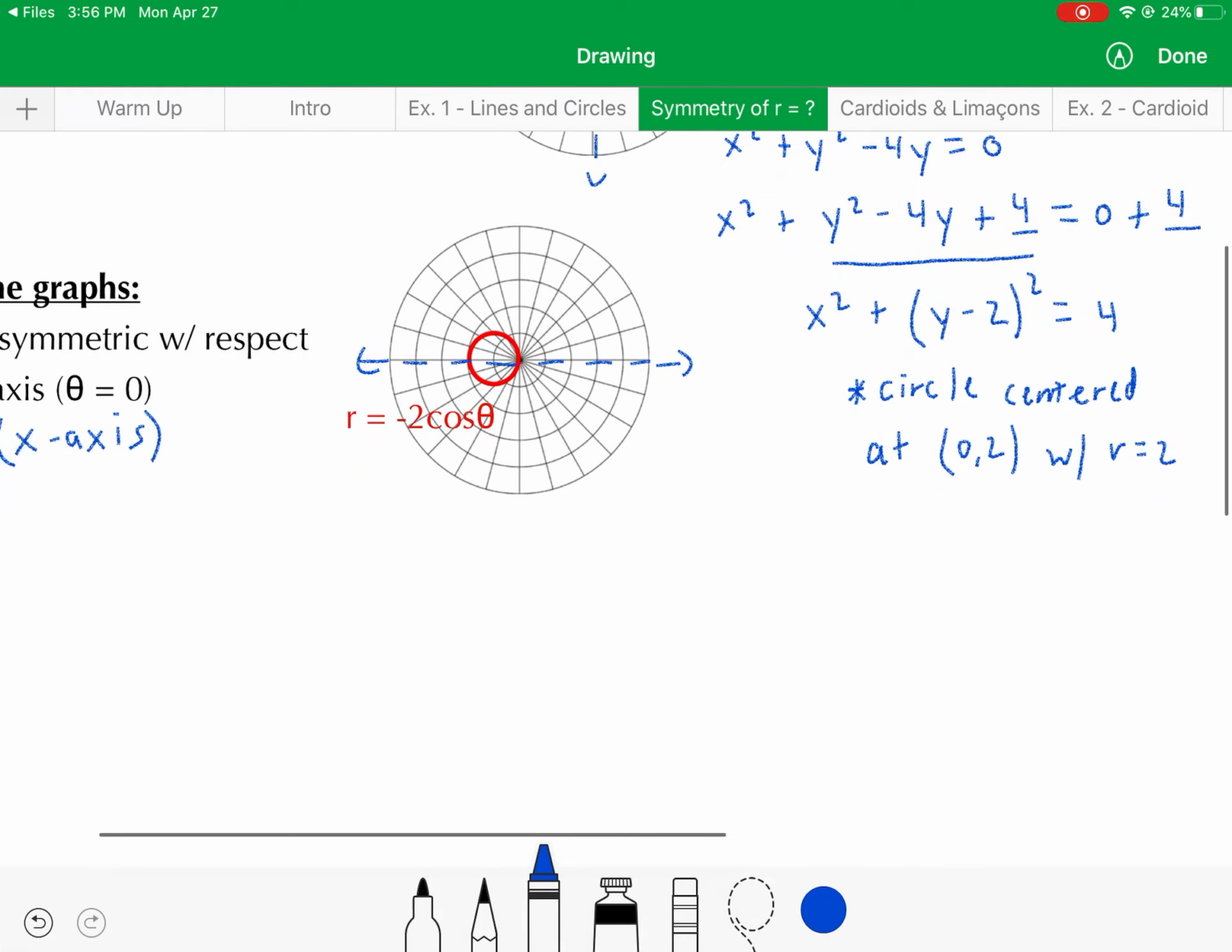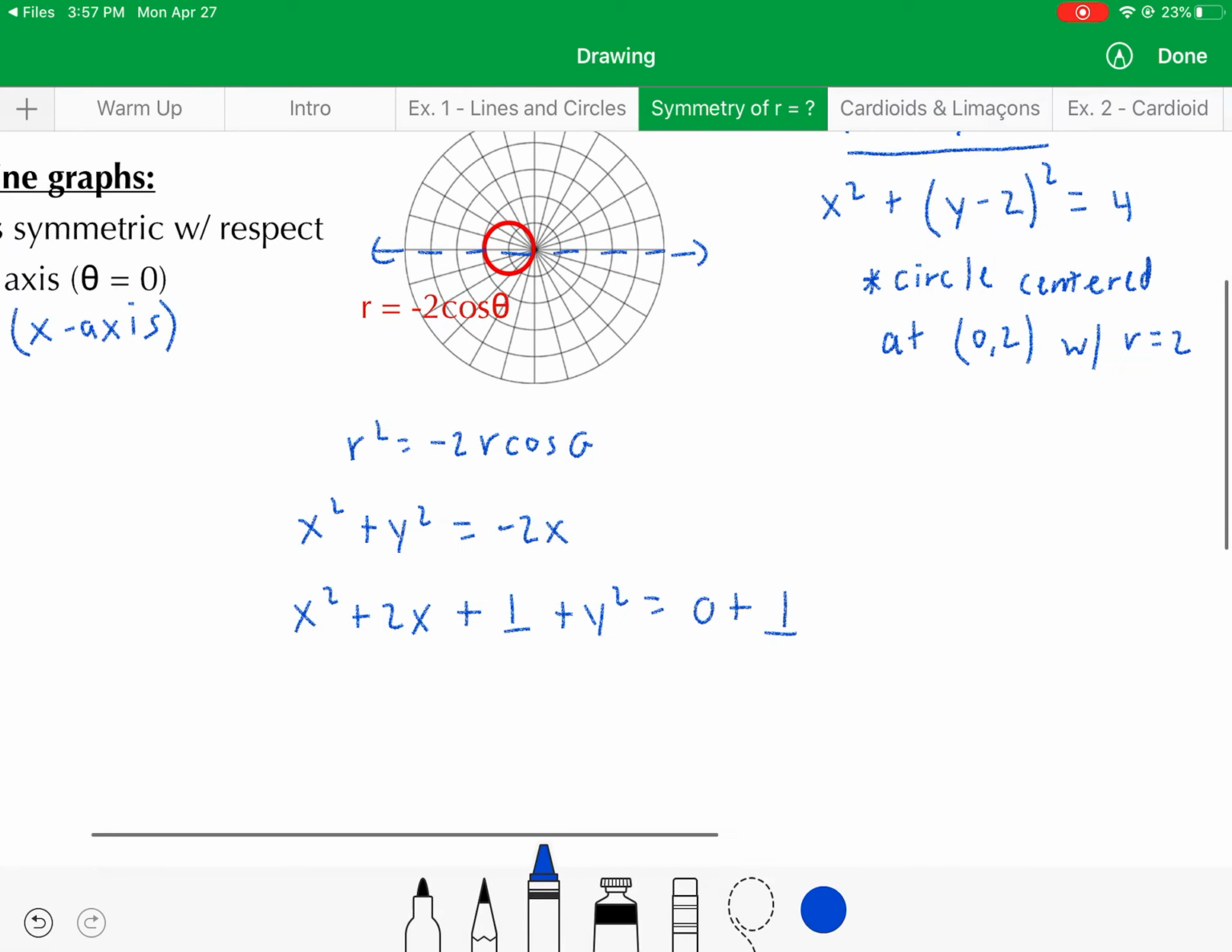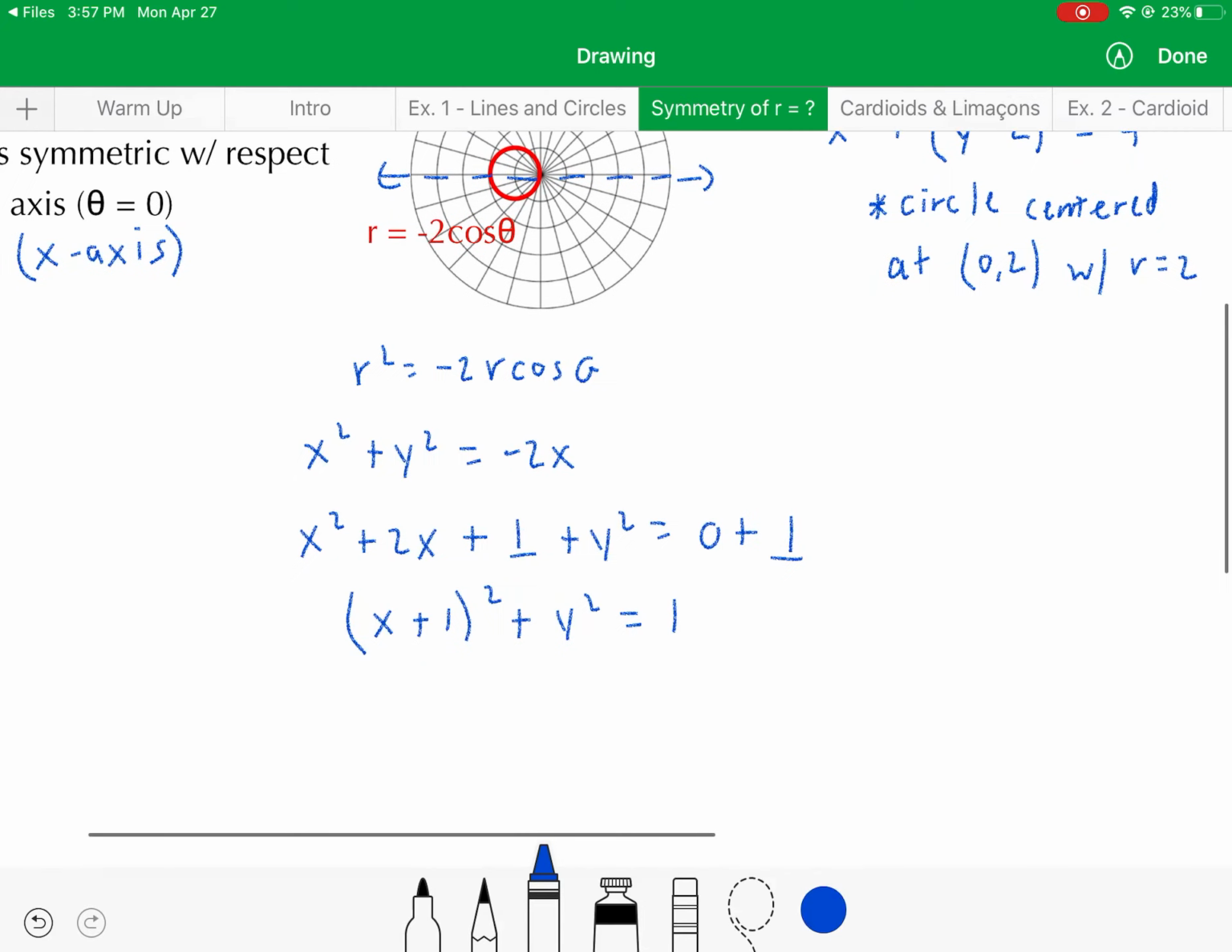Okay. Similarly, for this equation, r equals -2 cosine, I could multiply both sides by r again. R squared becomes x squared plus y squared. -2r cosine becomes -2x. Let's add that to the other side. I'll put my blanks in for completing the square as well. And end up needing to add in a 1 to both sides. X plus 1 squared plus y squared equals 1.